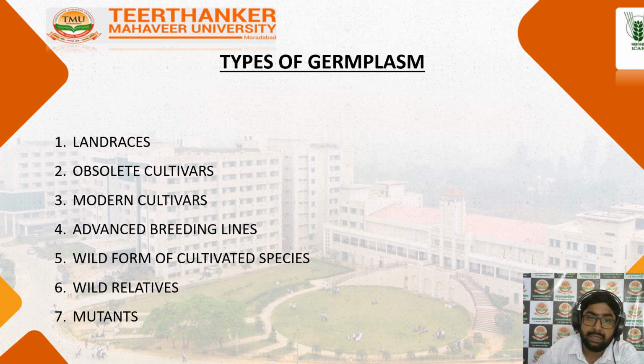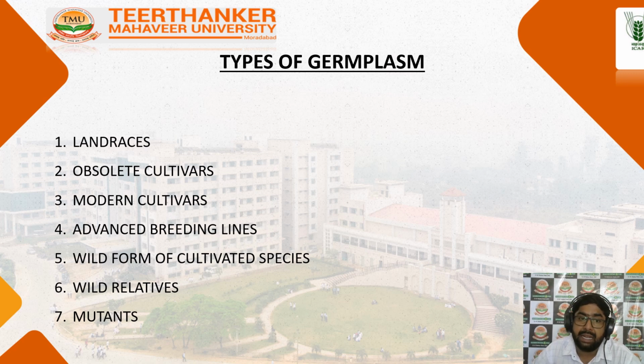The third one is the modern cultivar. It means varieties presently covering a lot of area, showing the largest area, for example the HD2967 variety of wheat crop. This variety covers a lot of area in India. That is the very famous HD2967 variety of wheat. We can call this a modern cultivar.